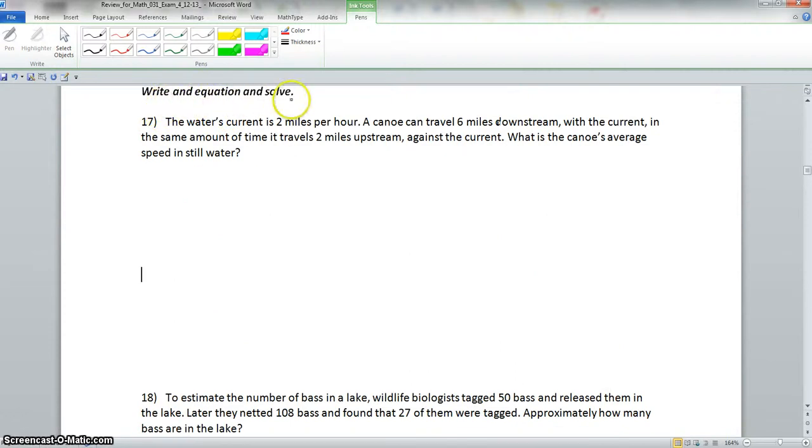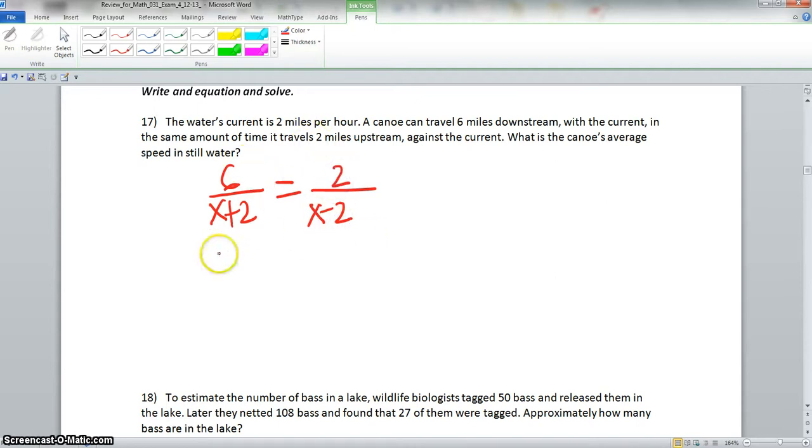It says here, write an equation and solve. Number 17. The water's current is 2 miles per hour. A canoe can travel 6 miles downstream with the current in the same amount of time it travels 2 miles upstream against the current. What is the canoe's average speed in still water? Okay, so first of all, we have 6 miles with the current, so it'd be 6 over x plus 2 because we're traveling with the current. Now we know against the current, it'll be x minus 2, but that's 2 miles.